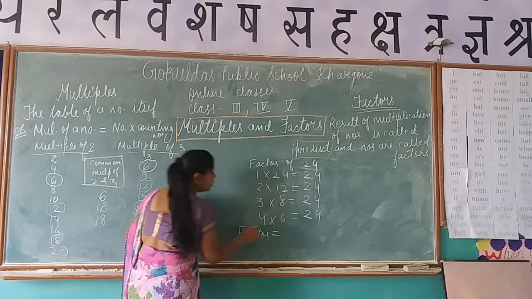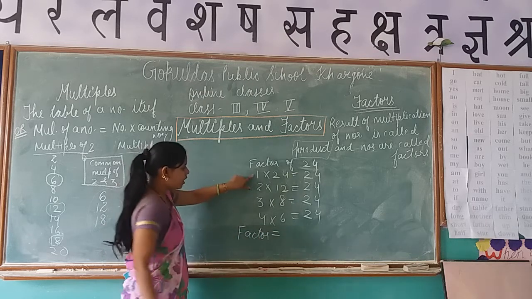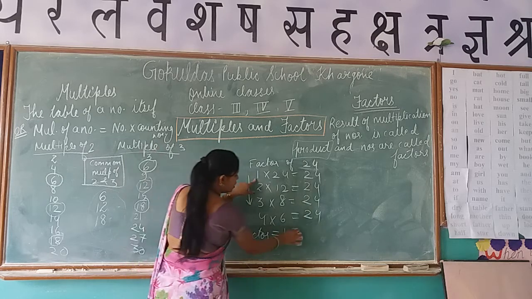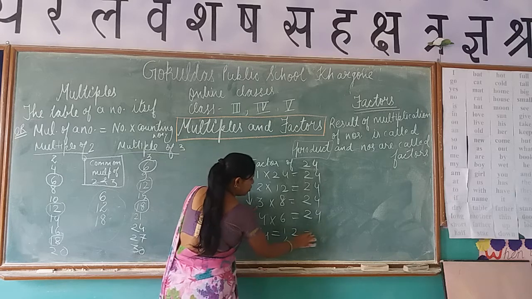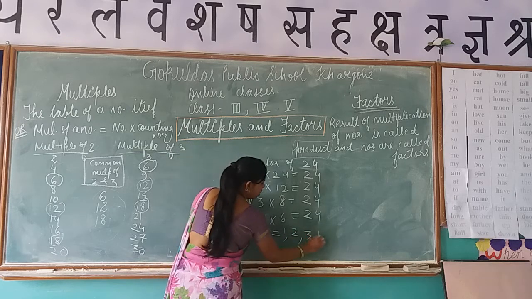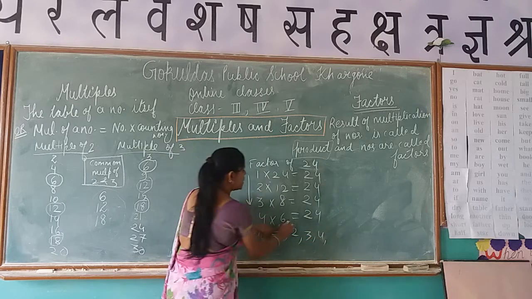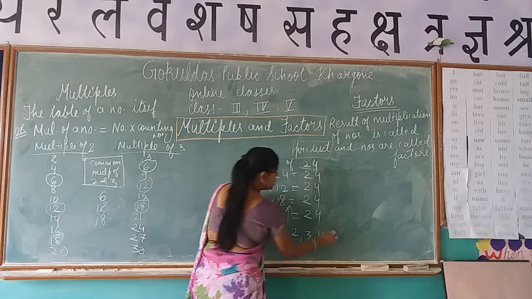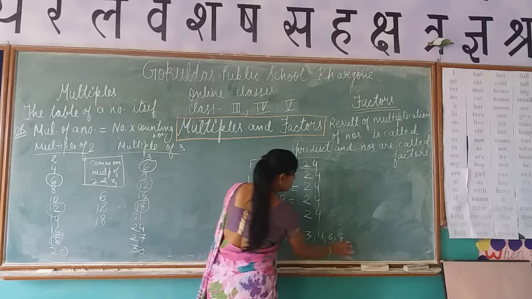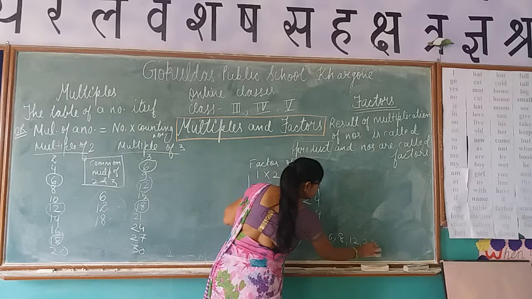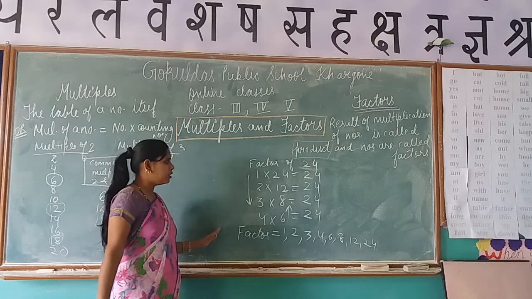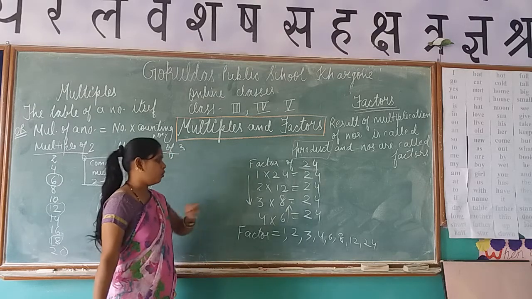The factors we will write in this way: 1, 2, 3, 4, then start writing from here: 6, 8, 12, and last is 24. Okay, so these are the factors of 24.